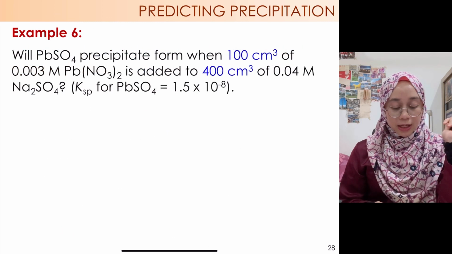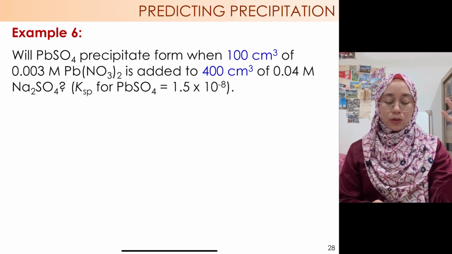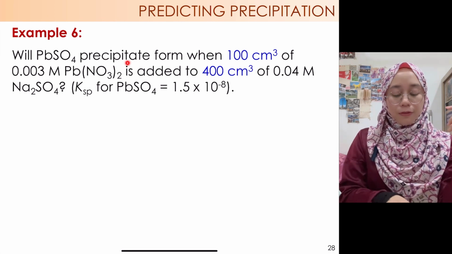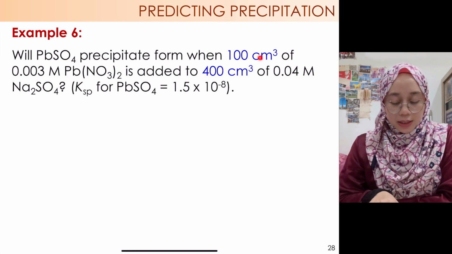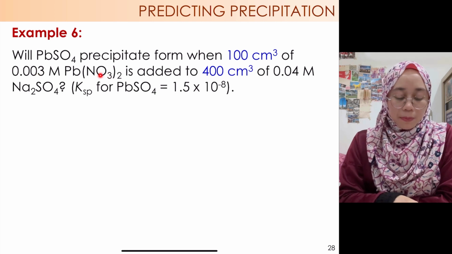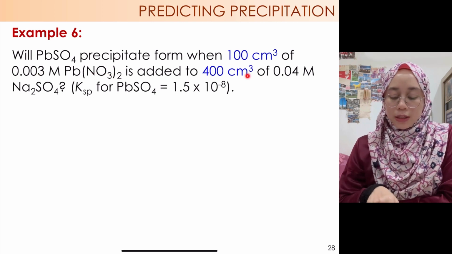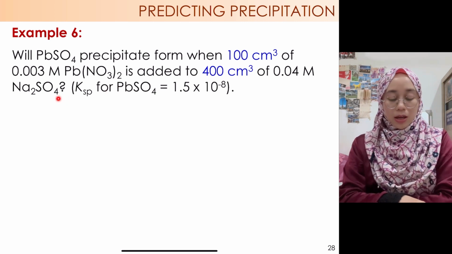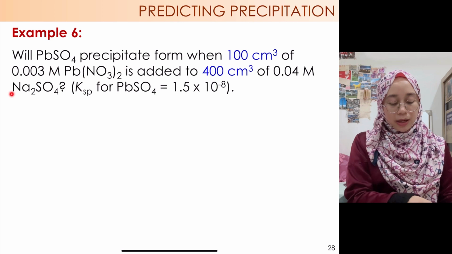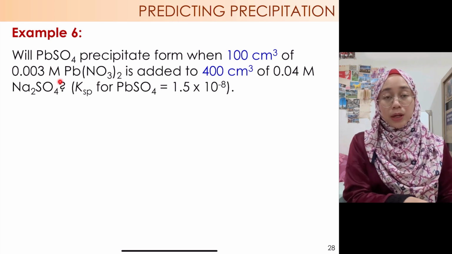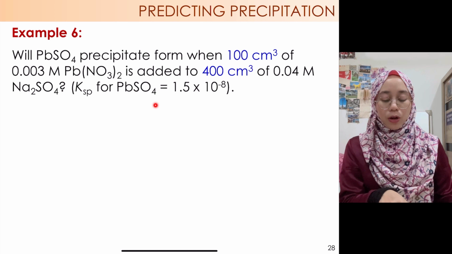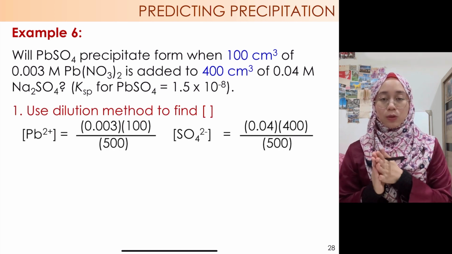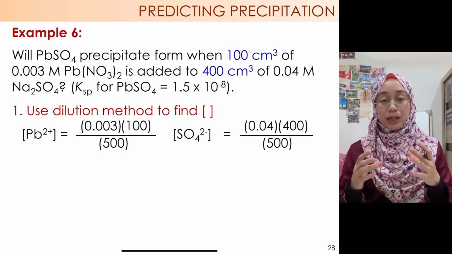Okay, dan then soalan yang example 6 pula, the same thing class. Given to you, kita akan hasilkan PbSO4. Dia tanya, will PbSO4 precipitate form when 100 cm3 of 0.03 molar lead nitrate is added to 400 cm3 of 0.04 molar sodium sulfate. Dua benda ni together class, Na2SO4 dengan lead nitrate, dua ni together kita akan hasilkan PbSO4. Sekali lagi kita akan guna dilution method to look for the new concentration of ions yang kita nak fokuskan.